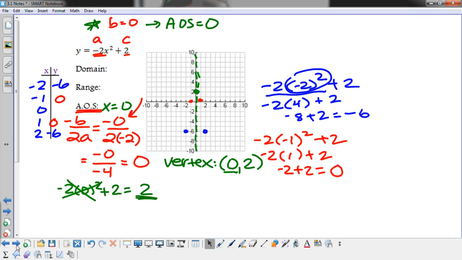Okay, do we need to plug in 0 for our table? We already did that, didn't we? Okay, down here. We were finding the axis of symmetry. We already know what that is. So we actually only had to plug in 2 numbers to make our table work. That's the nice thing about quadratic functions.